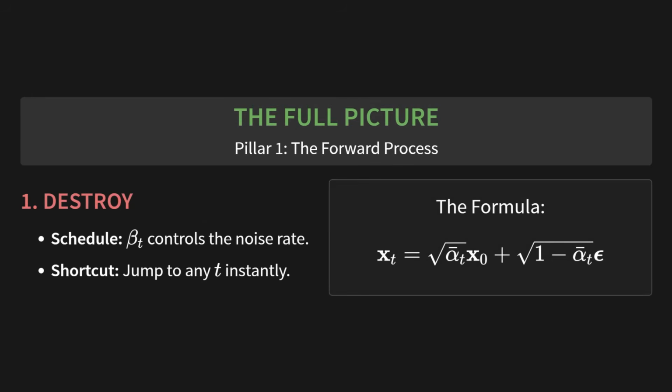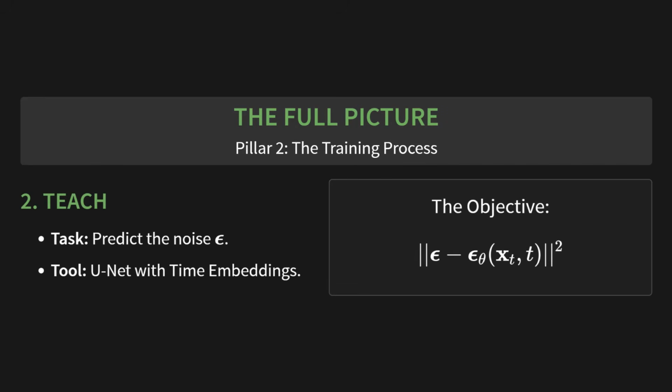First, pillar 1, the forward process. This is all about destruction. We had a variance schedule, beta t, that controlled the rate of noise. We figured out the shortcut that lets us jump to any time step t instantly. And it was all governed by this one beautiful formula you see here. X sub t equals the square root of alpha bar t times x0 plus the square root of 1 minus alpha bar t times epsilon. Simple deterministic destruction.